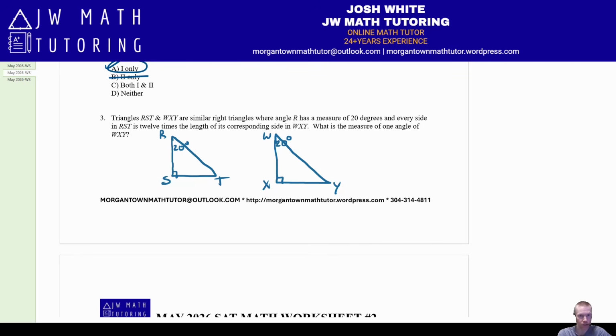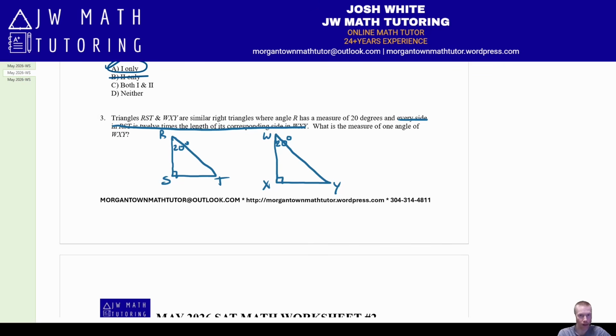Now, it gives you this thing that the scale factor between the two triangles is basically 12. One side is 12 times the length of the corresponding side WXY. That's irrelevant. That has nothing to do with anything. That you basically just ignore. So what is the measure of one angle of this new triangle?